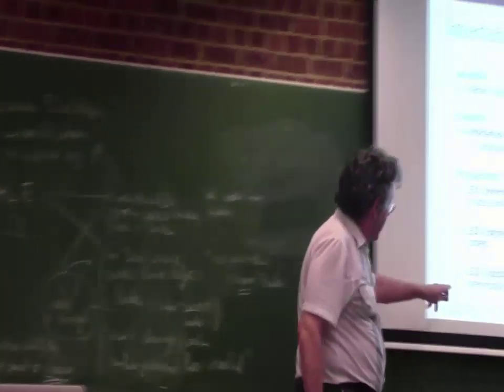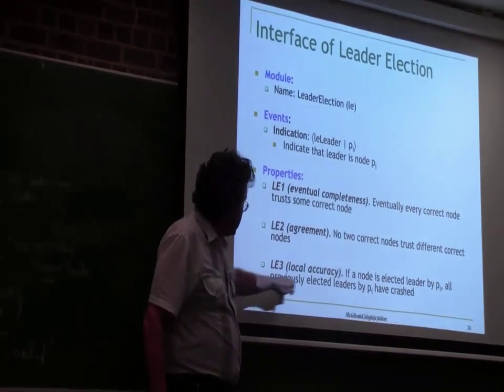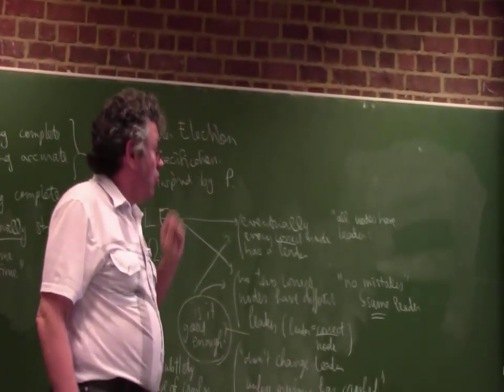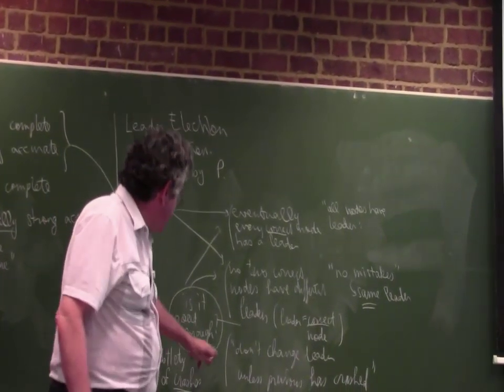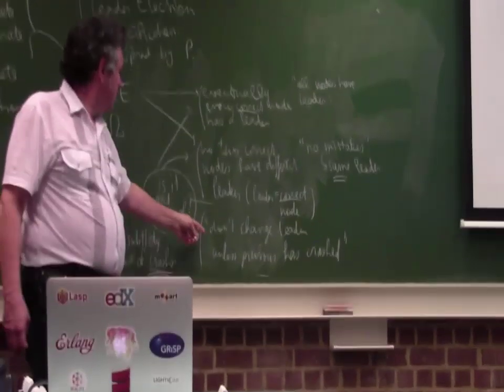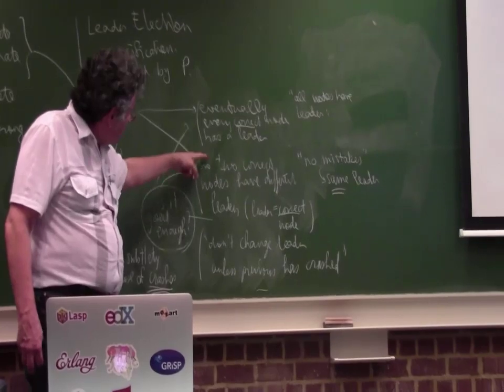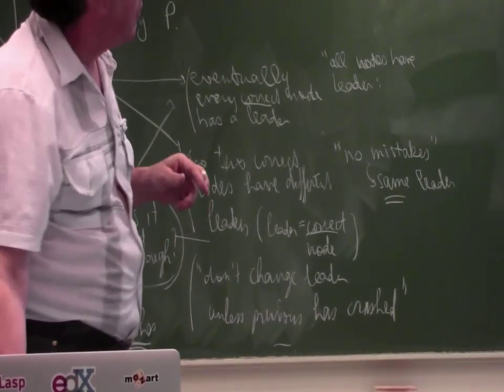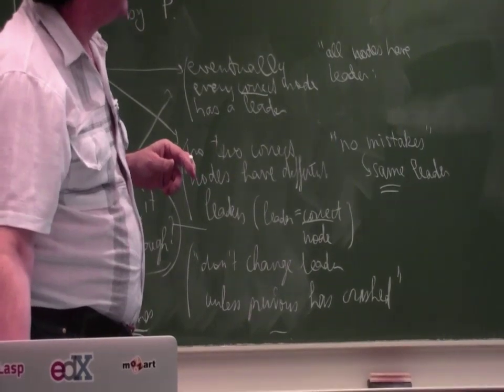Okay, that's another way of saying this. The previously elected leaders have crashed. It's the only way to have a node be elected leader. So this condition is so that you don't flip-flop. Okay? This previous condition allows kind of flip-flopping between leaders. And this gives us a code.